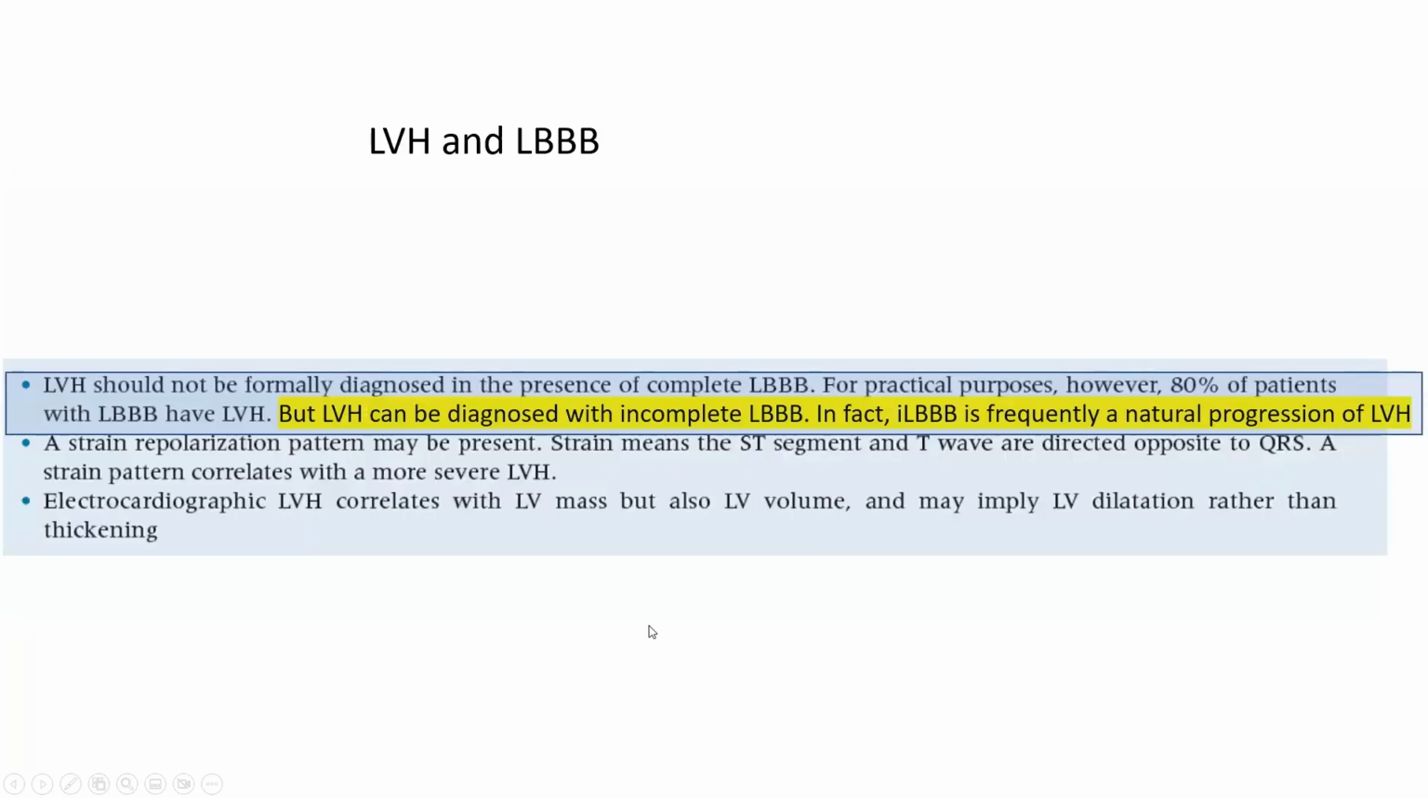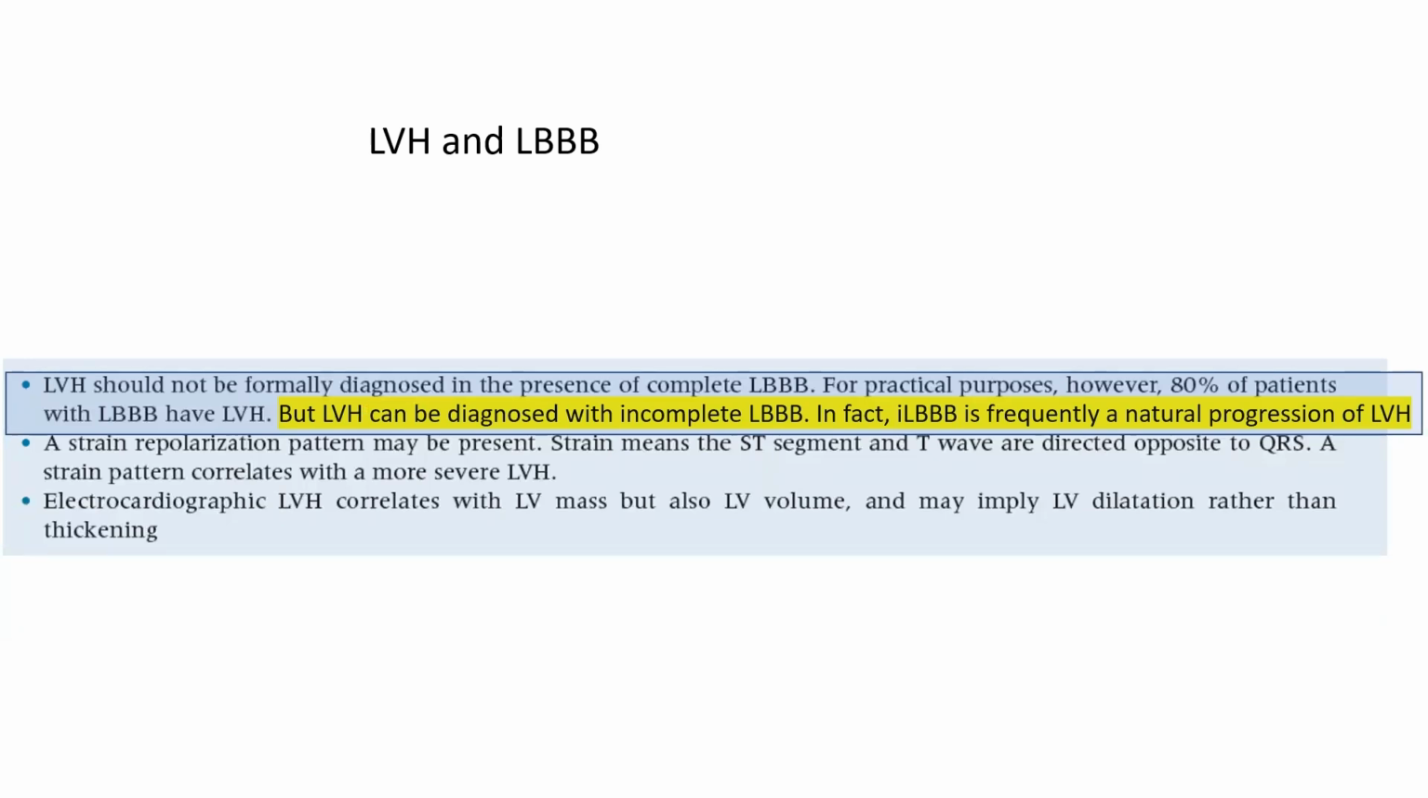Now, another idea that is important for boards and for coding and reading EKGs. Can you diagnose LVH in the setting of left bundle branch block? Clinically, yes. Most left bundle branch block have LVH. 80% of left bundle branch block have LVH. However, for coding purposes, once we say left bundle branch block, we do not say LVH. And in the boards, they don't want you to code LVH in conjunction with left bundle branch block.